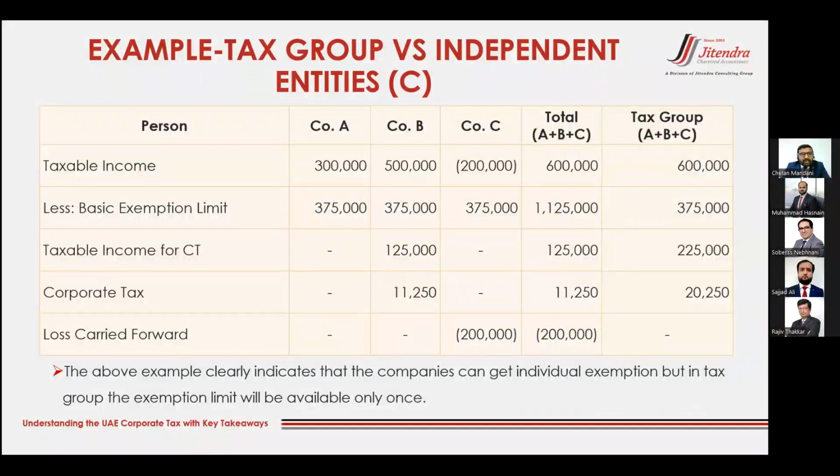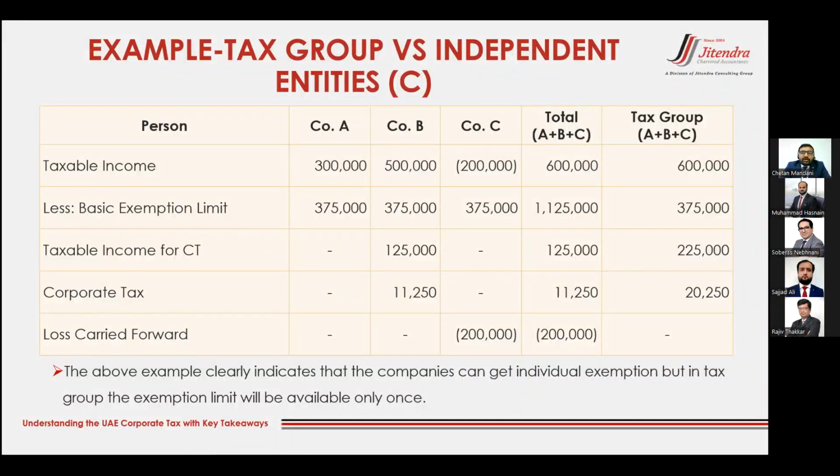Now, in this example, company A is having a taxable income of 300,000. Company B is having a taxable income of 500,000, and company C is having a loss of 200,000. So after deducting the basic exemption limit, company A will have 0 taxable profit for corporate tax. Company B will have a 125,000 profit after deducting 375,000 exemption limit, and company C will not have any taxable profit as they are having the loss. So in this example, company A is not paying any tax. Company B is paying 11,250, that is 9% on 125,000, and company C will carry forward their losses to next year.